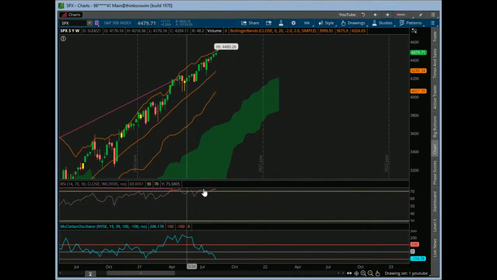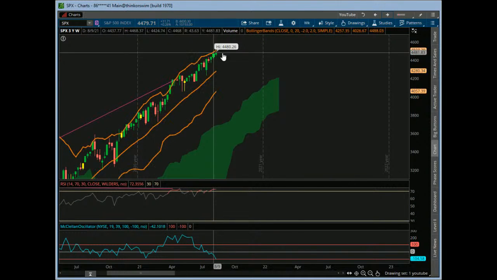There's always a potential bearish divergence right here. There's been a lot of overbought levels here on the weekly chart. We're not over the upper Bollinger Band here on the weekly. So let's see what they have in store.